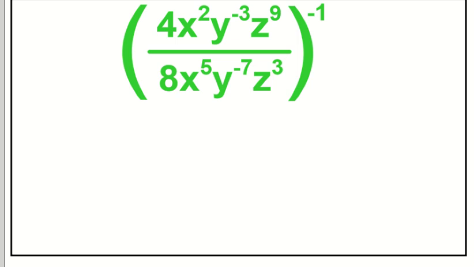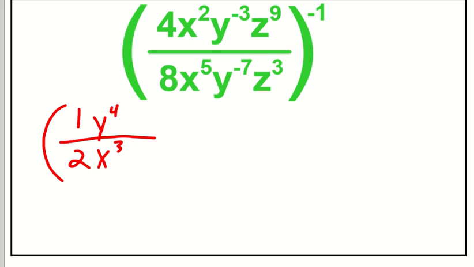All right, so if I'm doing this, I'm going to do everything inside the parentheses before I worry about that negative 1 exponent. So 4 over 8, that's going to simplify to 1/2. X to the second over x to the fifth, that's going to leave us with x to the third on the bottom. Y to the negative 7 and y to the negative 3, we got to flip those. So when we flip those, it'd be y to the 7th on top, y to the 3rd on the bottom. So that's going to leave me with the y to the 4th on the top.